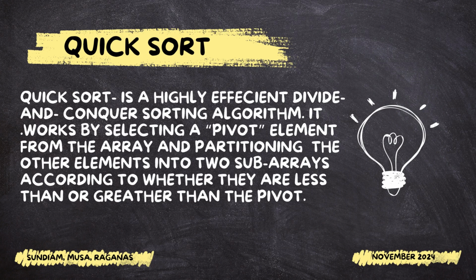Quicksort is a highly efficient divide and conquer sorting algorithm. It works by selecting a pivot element from the array and partitioning the other elements into 2 subarrays according to whether they are less than or greater than the pivot.